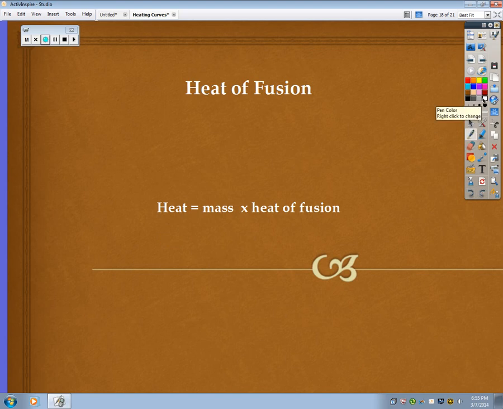All right, so Q equals, let's say I've got a problem and I have 10 grams of ice. I want to melt it, to change it from ice to liquid. So 10 grams of ice, how am I going to change it to liquid water? How much energy is it going to take?